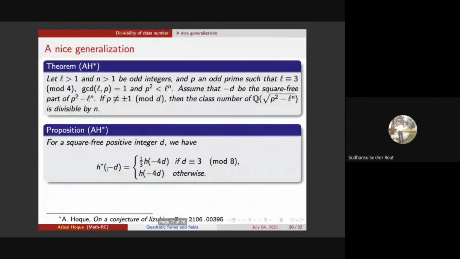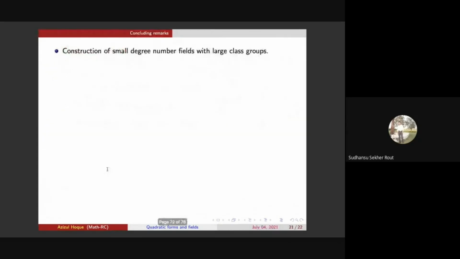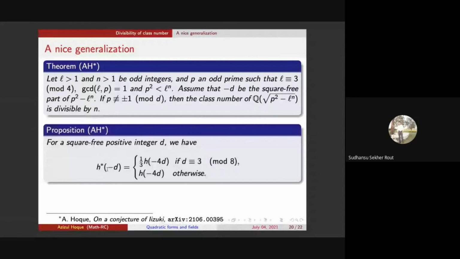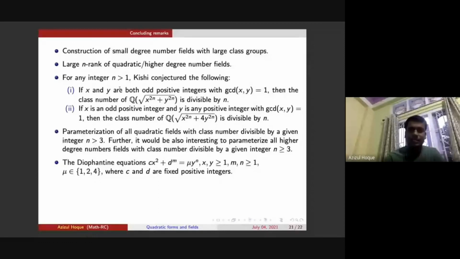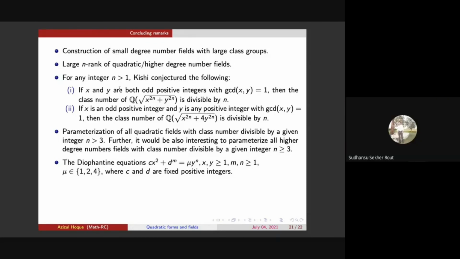Any other questions? You can take a screenshot of these problems so that you can discuss or work with that one.